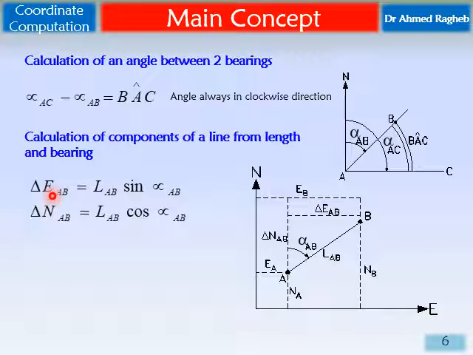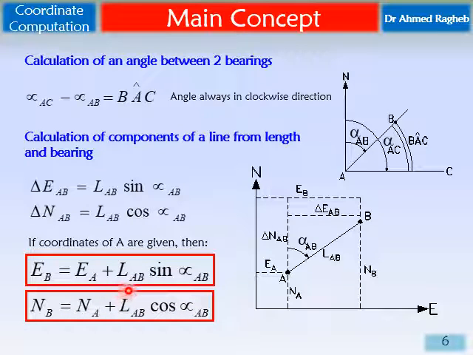From before, we got that delta EAB equals EB minus EA, and delta NAB equals NB minus NA. So if you move EA and NA to the other side, you will get the most important equation in order to get the coordinates of any point you need. So if you want to get the coordinates of any point, what you need is another point of known coordinates, and you connect these two points by a line. You know the horizontal distance between them, as well as the bearing of this line. Not the angle, the bearing.